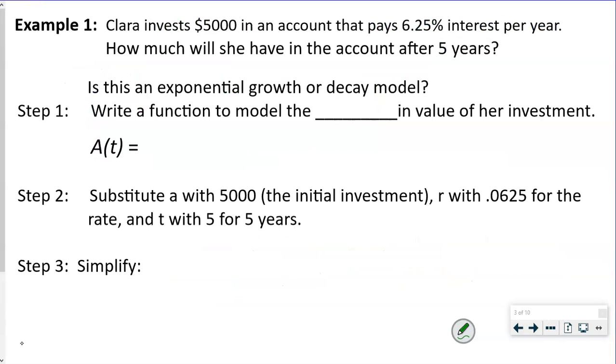So we're going to look at some growth and some decay problems that are word problems. This says Claire invests $5,000 in an account that pays 6.25% interest per year. How much will she have in the account after 5 years? So the first thing we want to ask ourselves is, is this an exponential growth or decay model? Is the money going to grow, or is the money going to decrease? Is it going to get more or less? So it's going to grow, right? So this is a growth function.